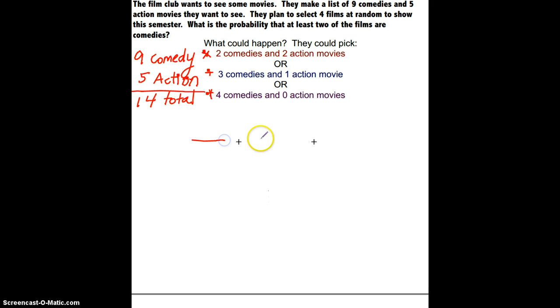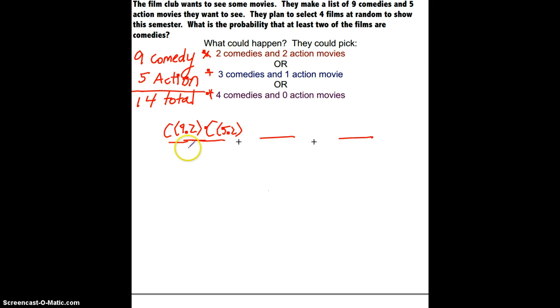So we want to, again, look at our sample space and our successes. So here's going to be the first one, 2 comedies and 2 action. If we look at this, our total ways that this can be fulfilled is going to be, first for comedies, we have 2 comedies out of 9. So we have 9 choose 2. And then for the other ones, we have 2 action movies. The way we can choose 2 action movies from the 5 would be a combination of 5 choose 2.